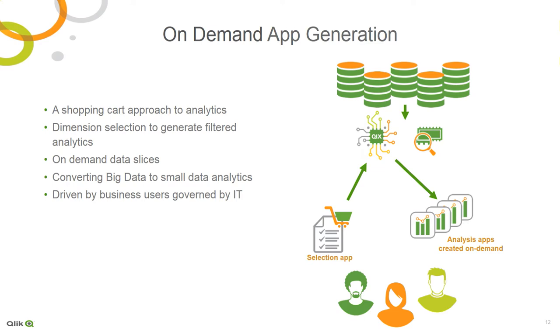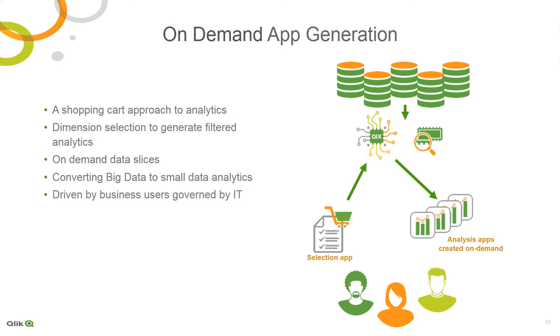How do you give users that access in a smooth way without loading all of that data into memory and holding it in memory at all times? That's a problem that on-demand app generation solves. So let's take a quick example of how that is done.